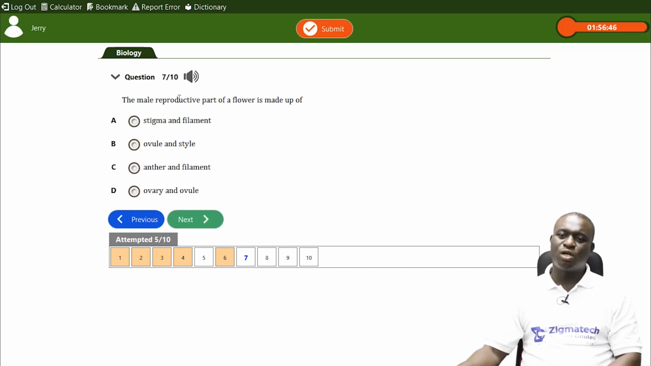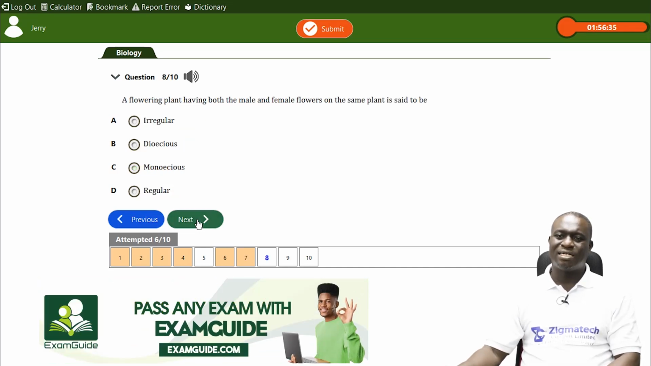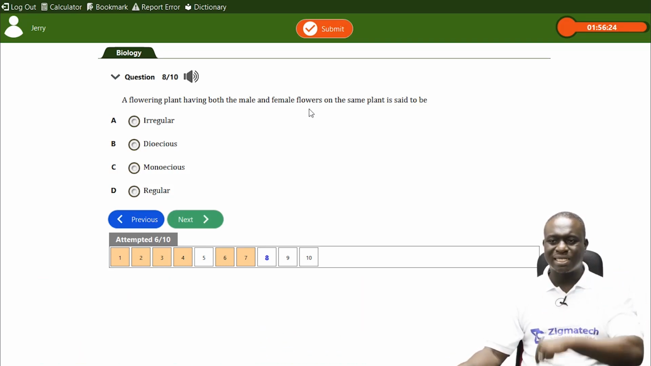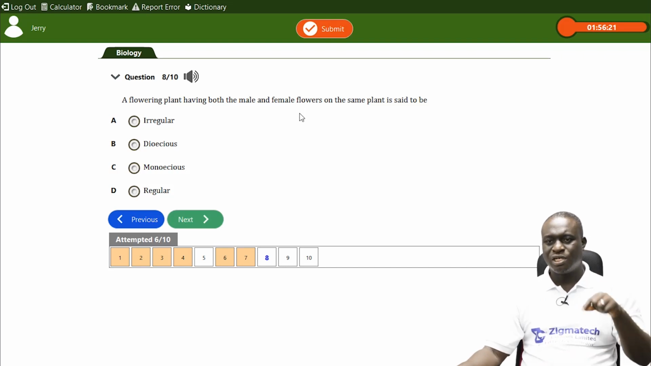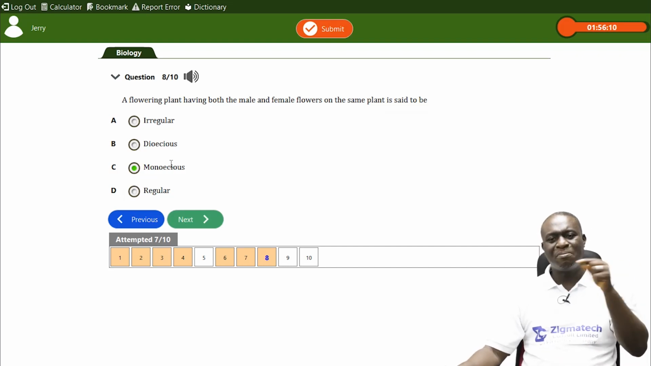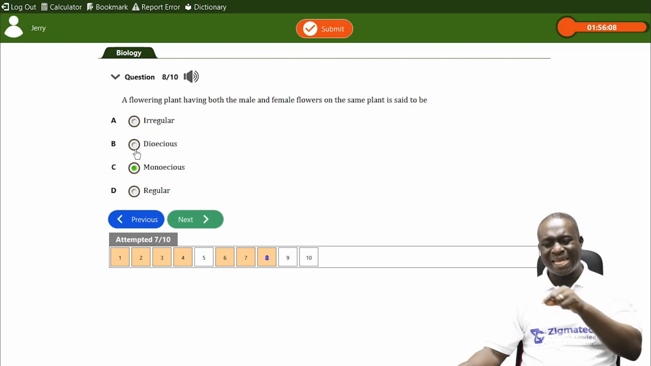Now look at this. They said the male reproductive part of a flower is made up of anther and filament. The anther and the filament. And then question 8 says a flowering plant that has both male and female flowers. Both male and female flowers on the same plant. I mentioned this while teaching. On the same plant, it is known as monoecious. But when they are found in different plants, it is referred to as dioecious.